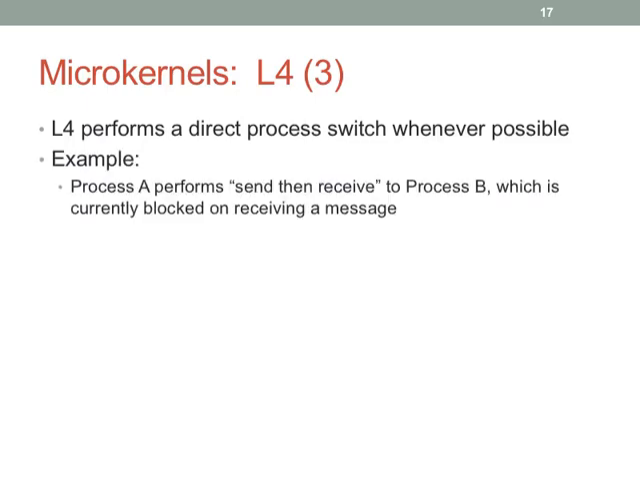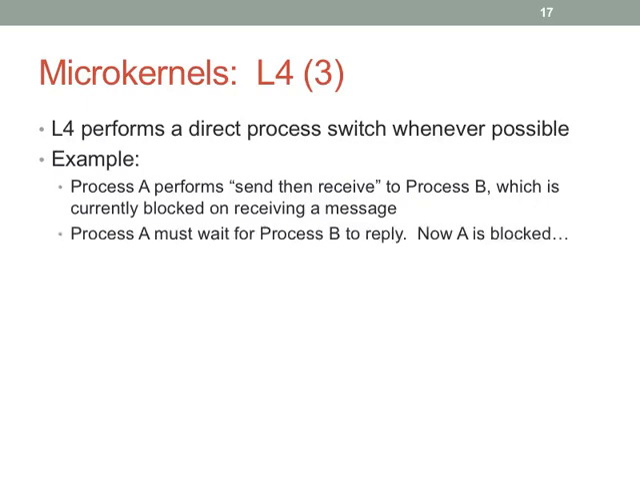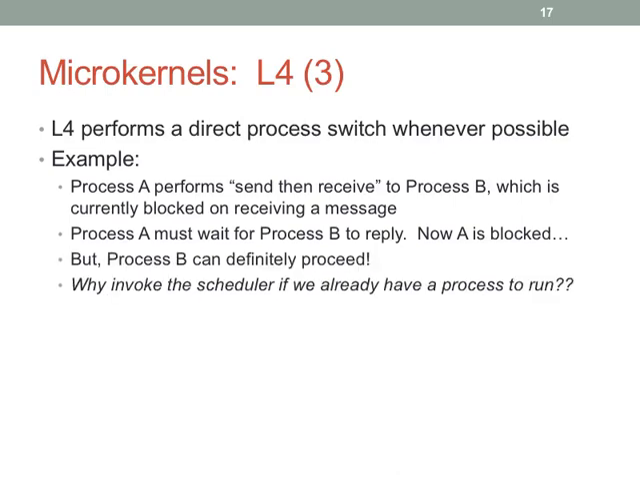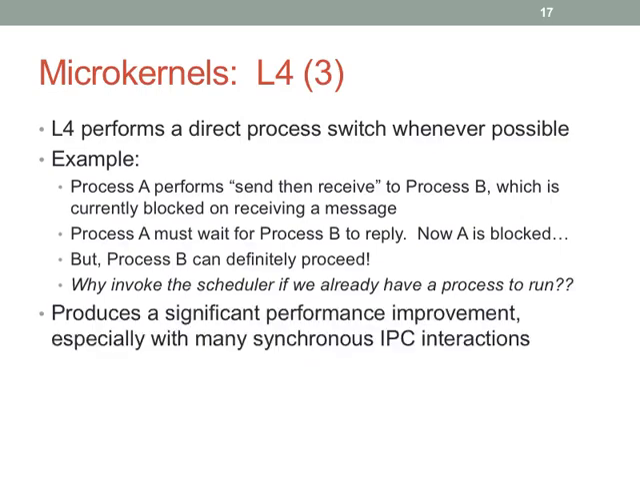So process A performs send and receive to process B, and it's blocked. Process A is now waiting for B to reply, so A is now blocked, but B is no longer blocked. So no reason to invoke the scheduler. And this was really nice. Now, what's an obvious issue with this? Yeah? If B is in the middle of processing another signal?